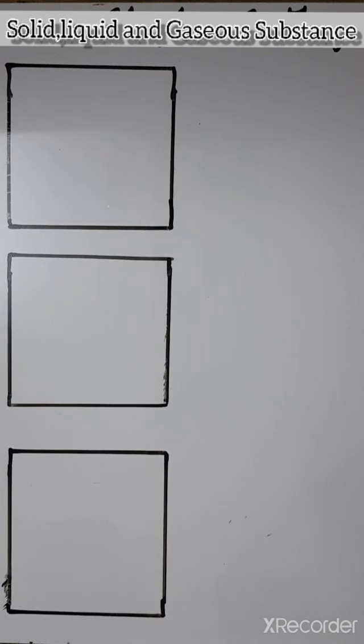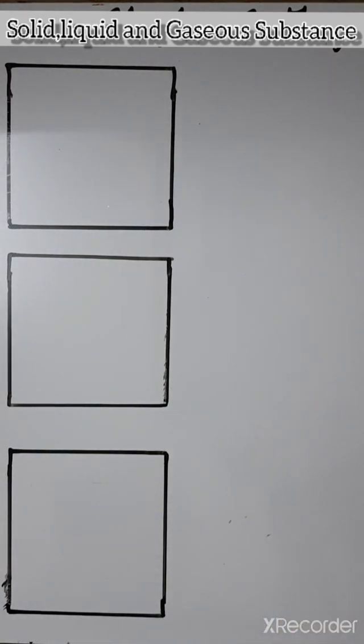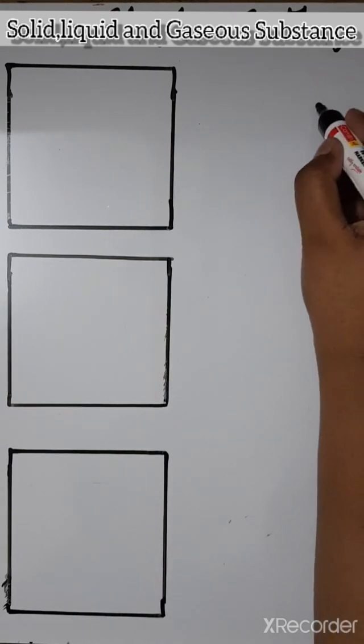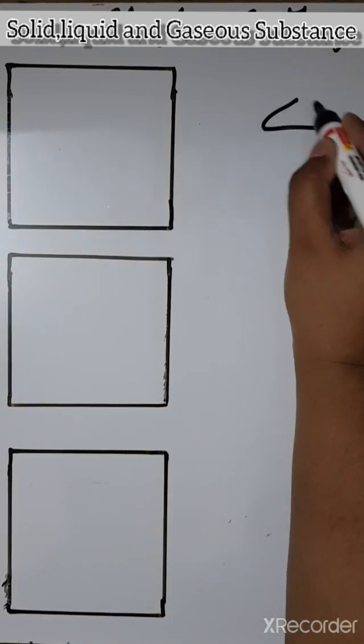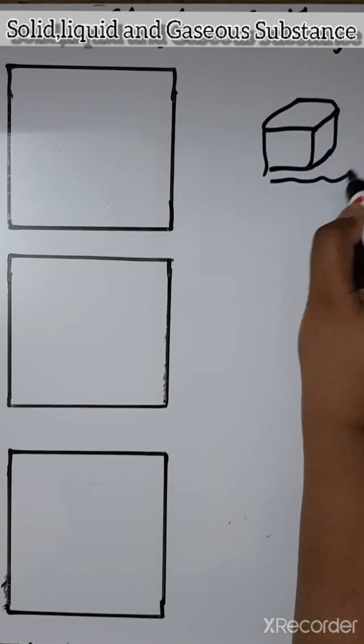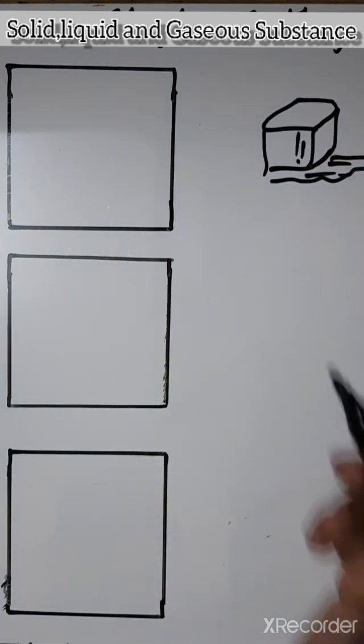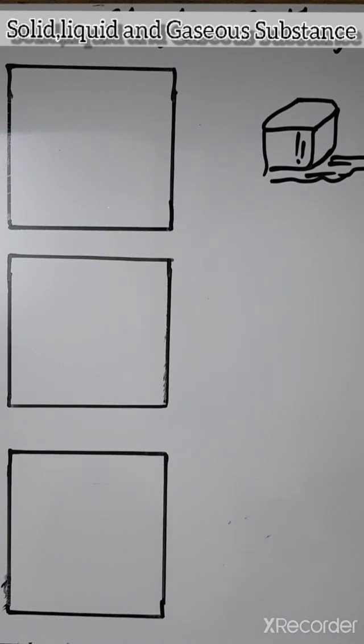Here, first we will take an example of one substance which is present in all three states. Which one is that substance? Yes, water. Water can be present in a liquid state, in a solid state and in a gaseous state. Now if we consider water in a solid state, what is this? Yes, this is ice. So in a solid state, we have water in the form of ice.